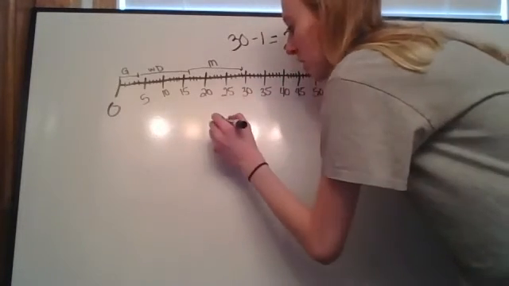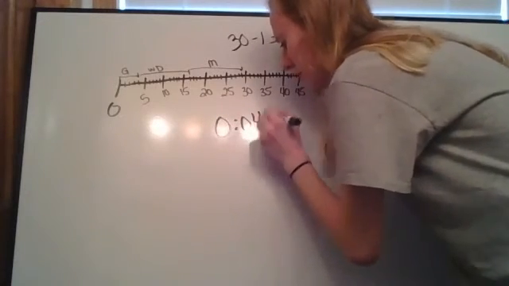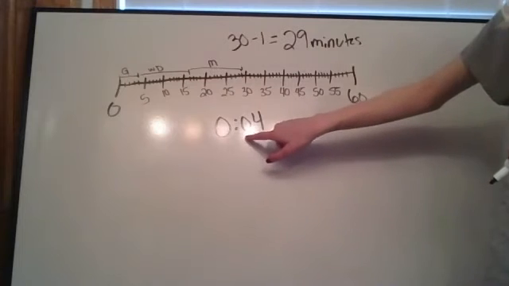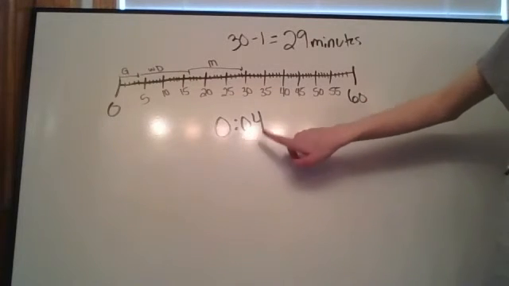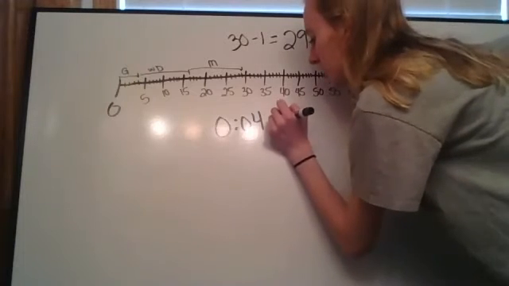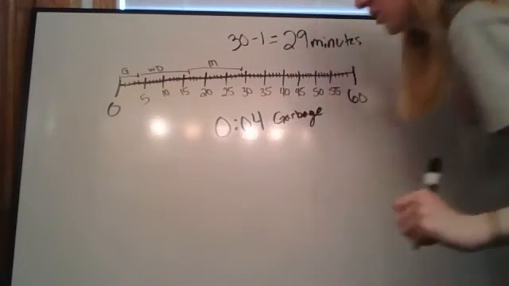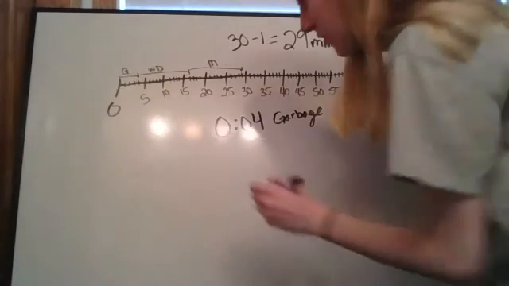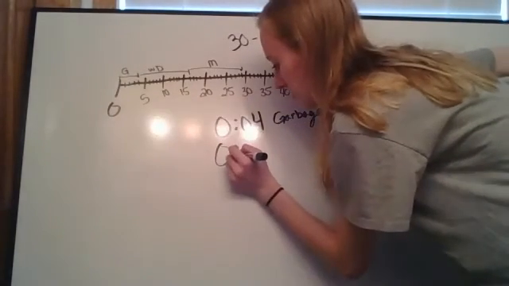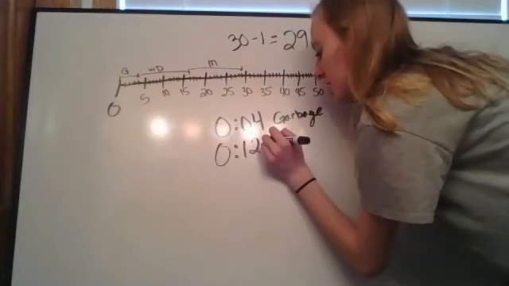4 minutes for garbage, so 0 hours, 0, 4, right? Because this is the tens place. If we put the 4 there, it would be 40. So we need the 4 in the ones place. I'm going to put garbage next to it so we know what we're talking about. 12 minutes for dishes. 0 hours, 1, 2. That's for dishes.